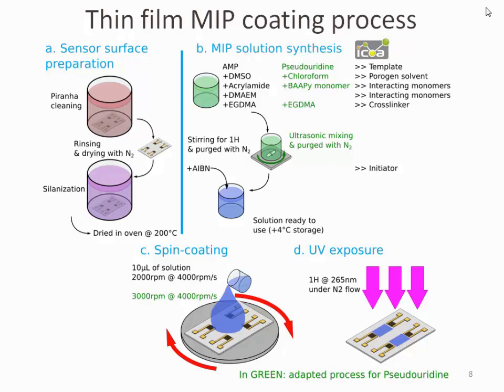After that, we take 10 microliters of the solution, and we process the spin coating step with different parameters depending on the solution we are using. And finally, there is a UV exposure step in order to cross-link the polymer.